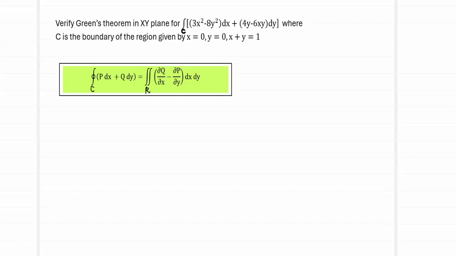So state your Green's theorem. By Green's theorem, the integral over C of p dx plus q dy will be equal to the double integral over R of dou q by dou x minus dou p by dou y dx dy.